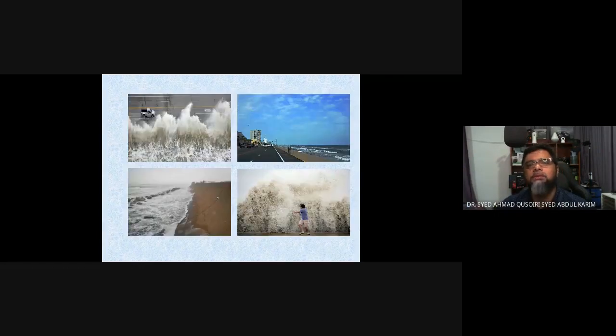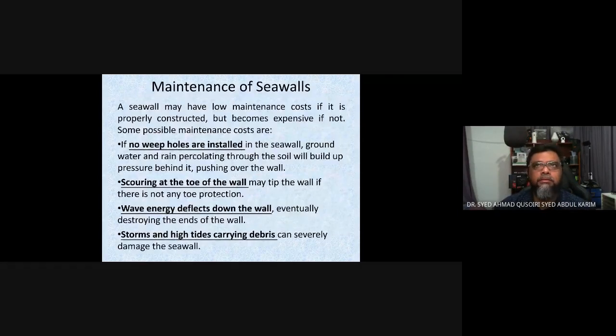More examples. Maintenance. So typically, seawalls have low maintenance as long as they are built according to specification. If you do not build it according to specification, it will become very expensive to maintain.